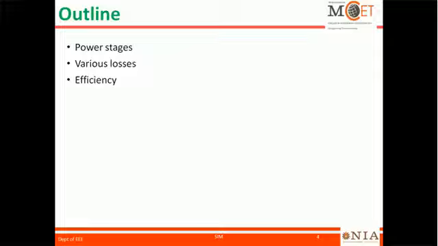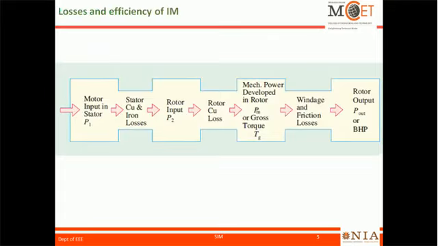Here's the outline. We have three different topics: power stages, various losses associated with the induction motor, and then efficiency. From this block diagram, which we can call the power stages, note that it is the power flow diagram of an induction motor. You know very well that motors have an input of electrical power and an output of mechanical power, mechanical energy.